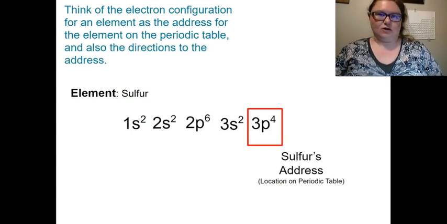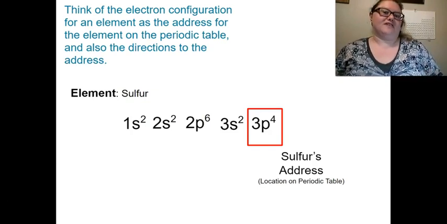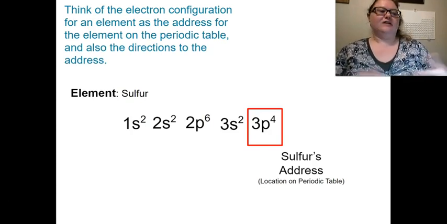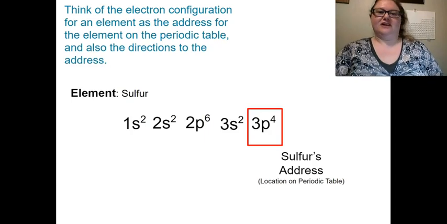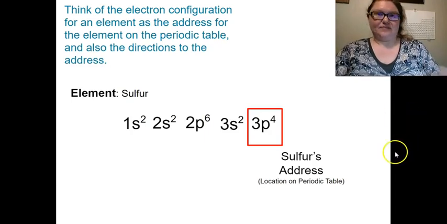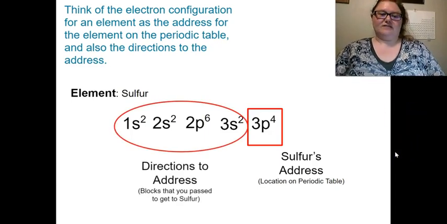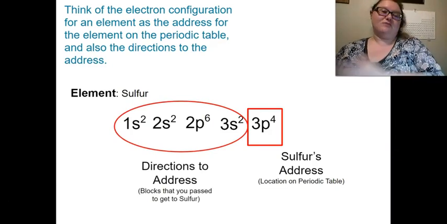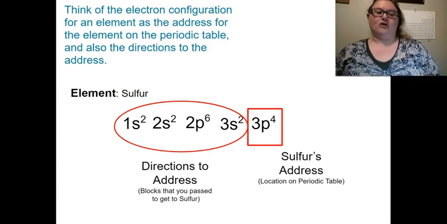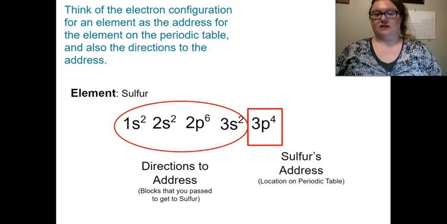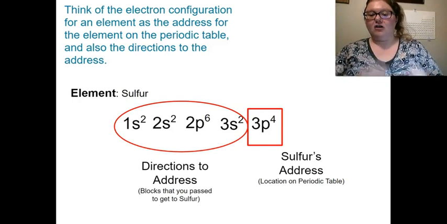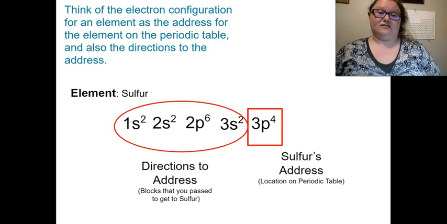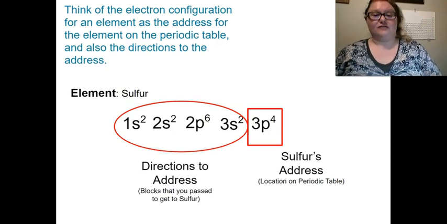So this is something that would show up in a multiple choice question, for example. What would be the location of sulfur with its electron configuration ending? The rest of it are the directions. So how do we get to 3p4? We have to go through all of the energy levels, so we're accounting for all of sulfur's electrons. Remember there's 16 electrons for sulfur, and so we need to give an address for all of them.